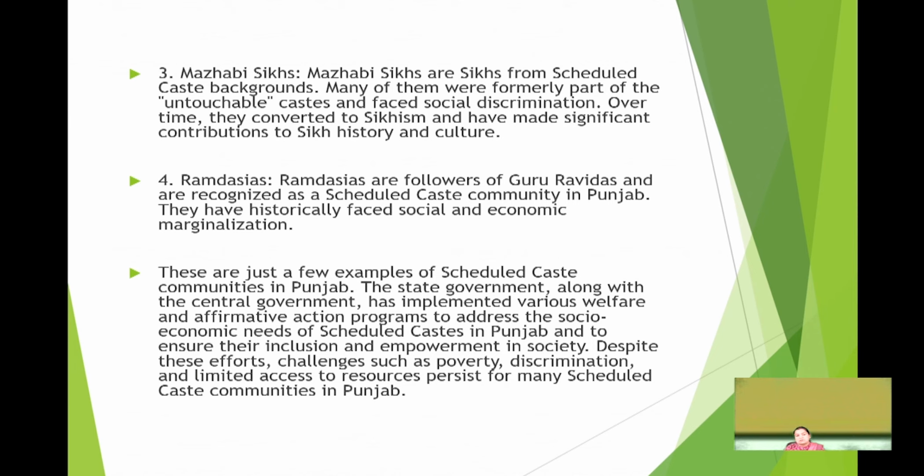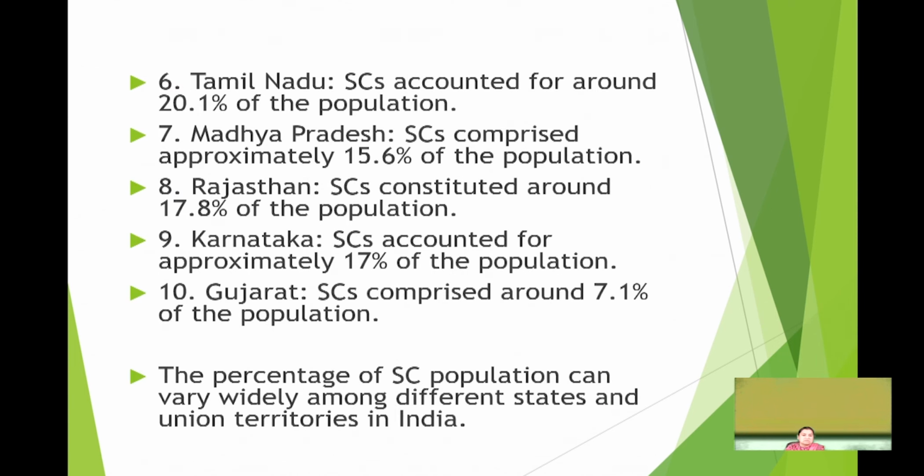The state government, along with the central government, has implemented various welfare and affirmative action programs to address the socio-economic needs of scheduled castes in Punjab and to ensure their inclusion and empowerment in society. Despite this effort, challenges such as poverty, discrimination, and limited access to resources persist for many scheduled caste communities in Punjab.